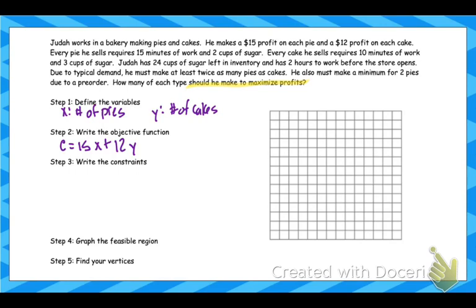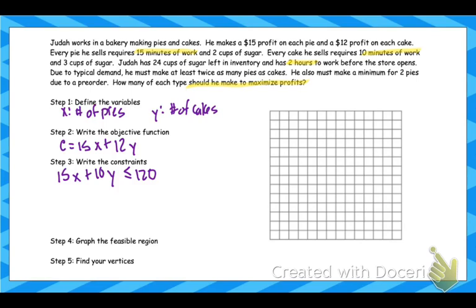The first one we need to look at is basically a work constraint. All right, so what we know, he needs 15 minutes of work for every pie. He needs 10 minutes of work for every cake. And he only has 2 hours, or 120 minutes. So that means if every pie is 15 minutes of work, 15x is the total number of minutes he'll spend on pies. If every cake is 10 minutes of work, 10 times y is the total number of minutes he'll spend on cakes. He only has 120 minutes to spend. So that's our constraint. And we'll solve for y and graph it here in a little bit, but let's just write our constraints first.